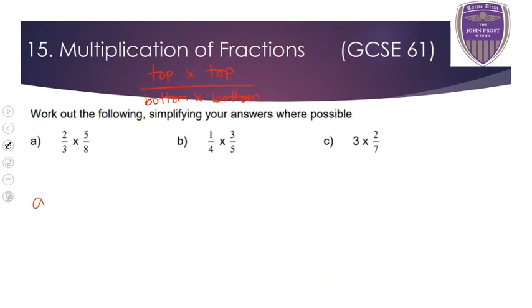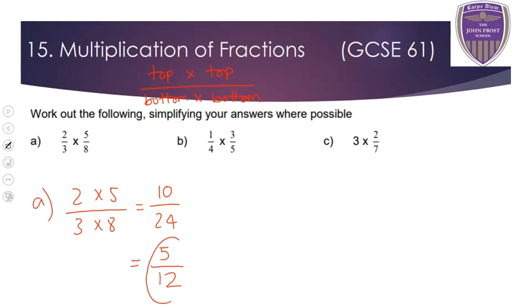So for question A, it is literally 2 times 5 on the top, 3 times 8 on the bottom. So it's just your times tables. It's simple. 2 times 5 is 10, 3 times 8 is 24. It says it in the question, but even if it doesn't say it in the question, you always try and simplify. So that would not be your final answer for this question, because 10 and 24 are both even numbers, so you can half them both. So the simplified answer is 5 over 12.